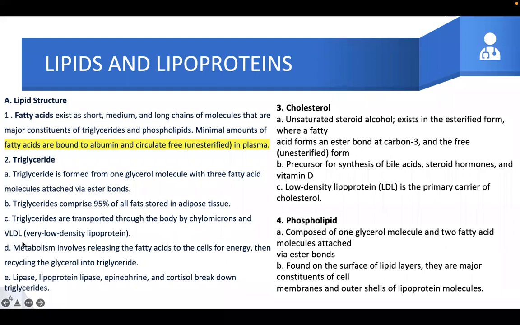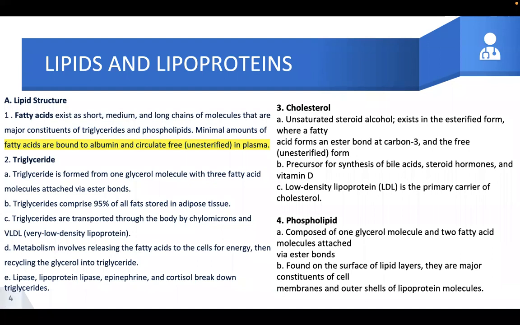Next, the metabolism involves releasing the fatty acids to the cells for energy, then recycling the glycerol into triglyceride. Next, lipoprotein lipase, epinephrine, and cortisol break down your triglycerides. So ito lang po, mga additional information lang natin yan kay triglyceride and fatty acid. Let us now proceed with your cholesterol.